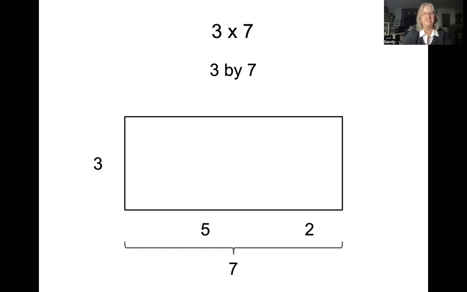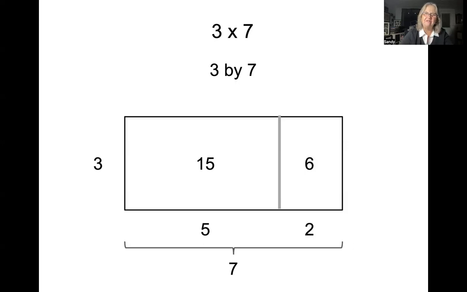So I can do the same idea here. I can still think of 7 as 5 and 2 and make a cut, find the area of the 3 by 5, find the area of the 3 by 2. My total will still be 21. Now, some of you may be thinking, my child already knows 3 times 7 is 21.